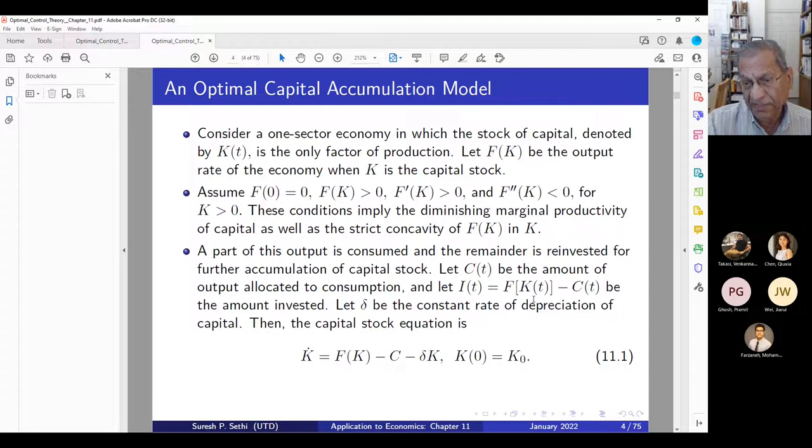I is the investment, which is F of K(t) minus C(t). So K dot equal to I minus delta K. I is the investment, which increases the capital, and delta K is the depreciation, which decreases the capital.